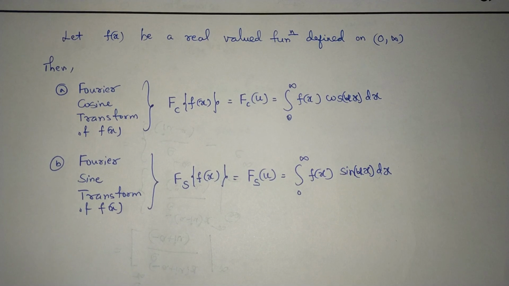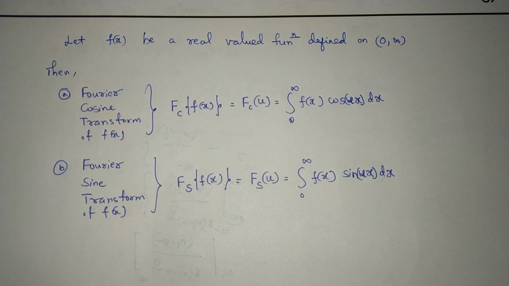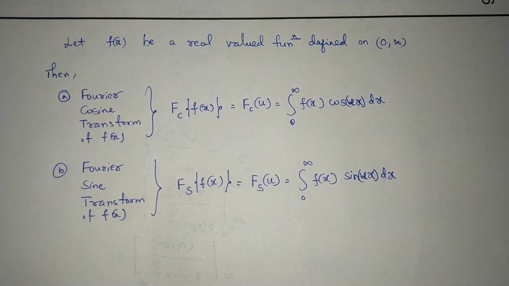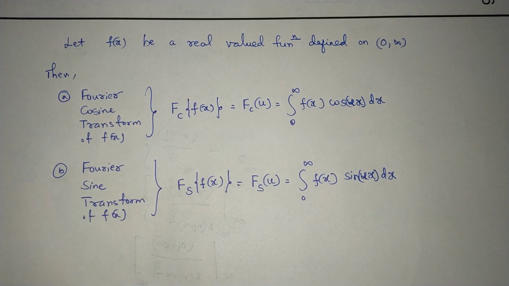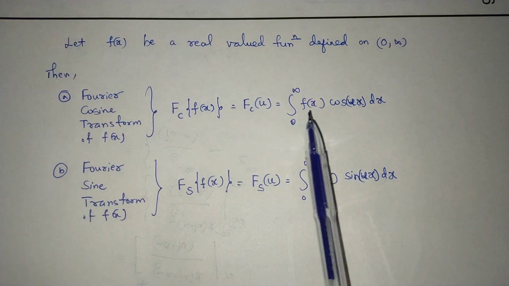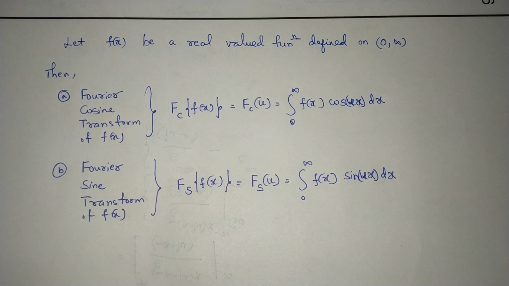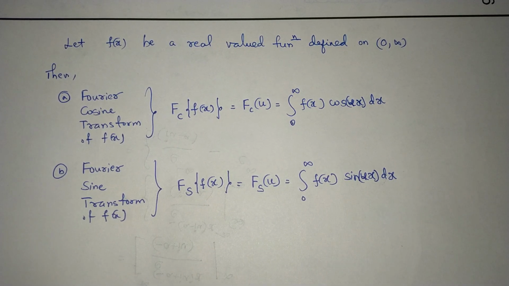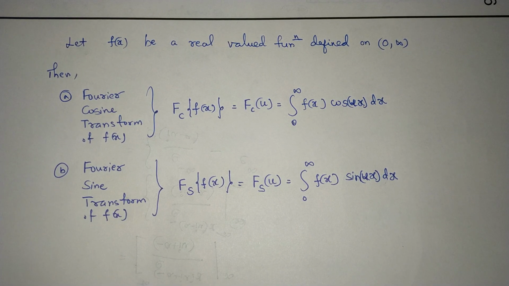So now let us discuss the Fourier cosine and Fourier sine transform. Let f of x be a real valued function defined on positive real numbers. Then the Fourier cosine transform of f of x is given by integration from 0 to infinity of f of x into cos ux into dx, and integration from 0 to infinity of f of x into sine ux into dx gives the Fourier sine transform of f of x. So now let us solve the first question.